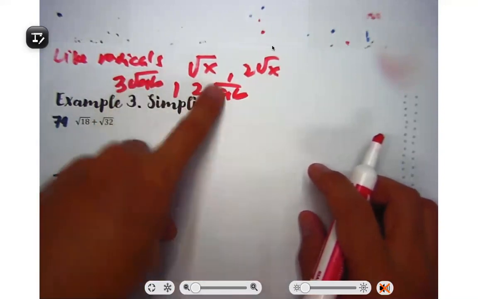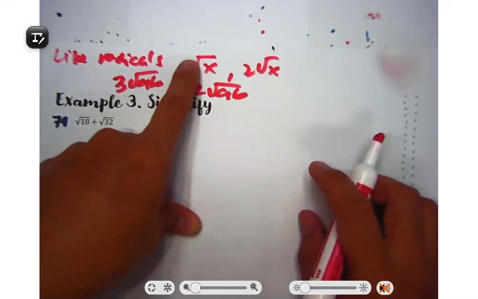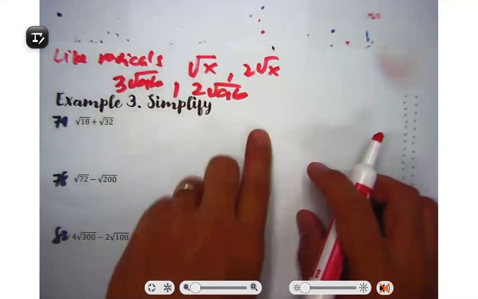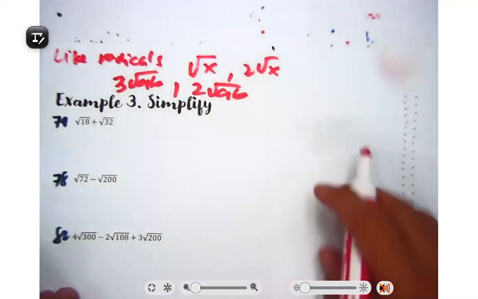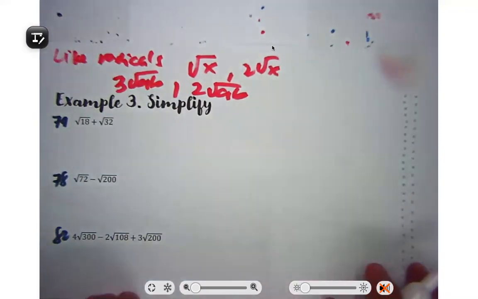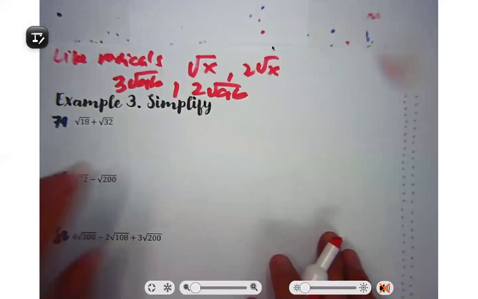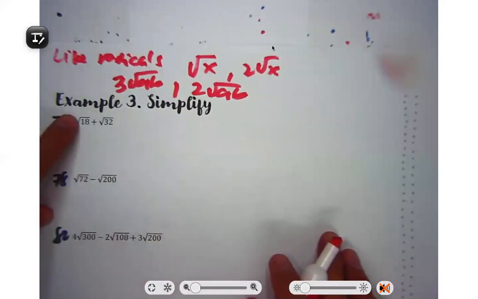So 2, 2, AB, AB. Here, 2 index, x radicand; 2 index, x radicand. So these are examples of like radicals. If they are like radicals, you can combine them, and that means you can add or subtract the coefficients of the radicals, the numerical coefficients.